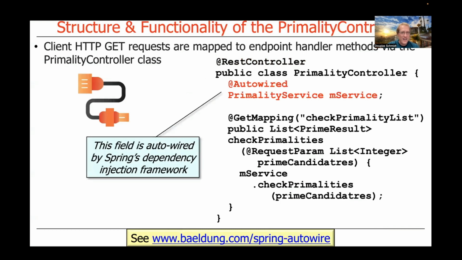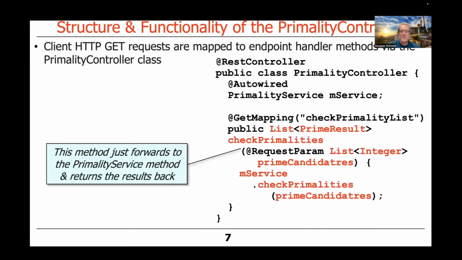We're going to auto-wire our field that accesses the service. Again, no real surprise there. We've seen this over and over again. We're going to have a method called check primalities, and this is going to take a list of integers, which are the prime candidates, and it's going to forward it down to the prime service method with the same name to do the dirty work.